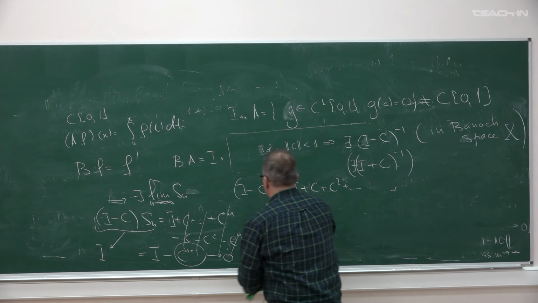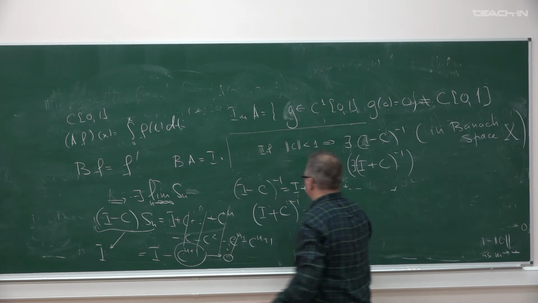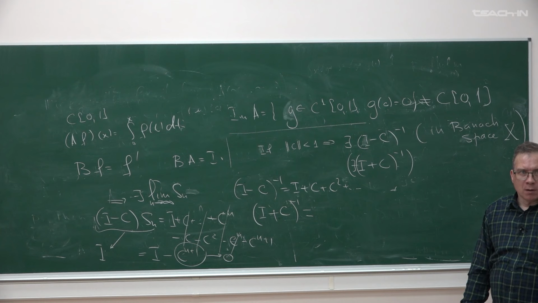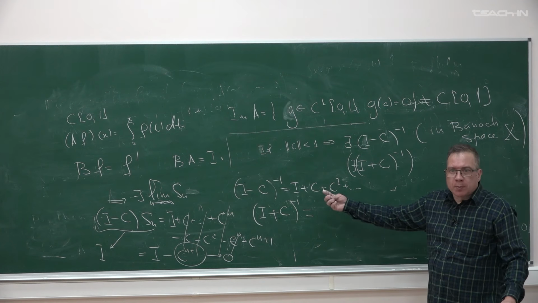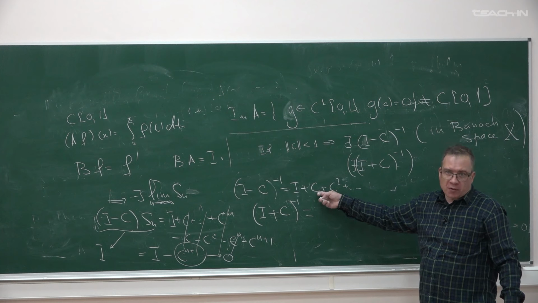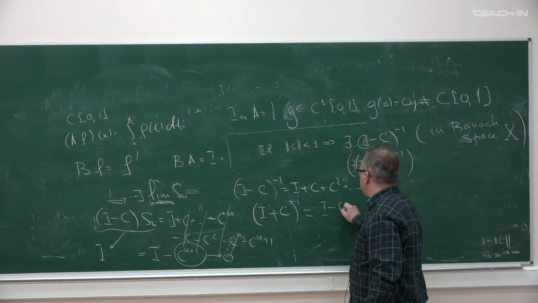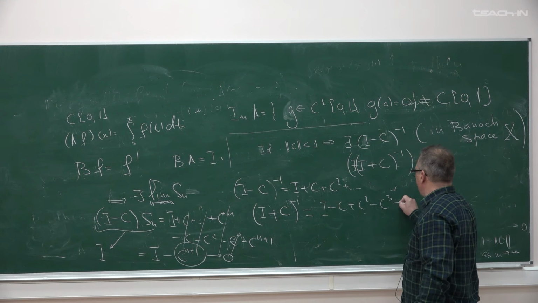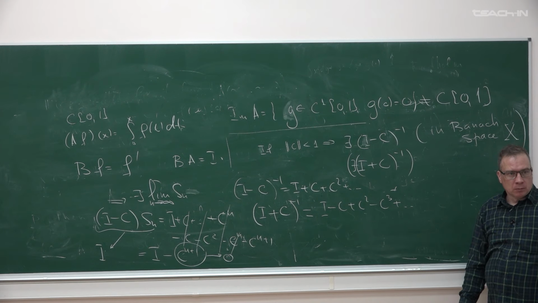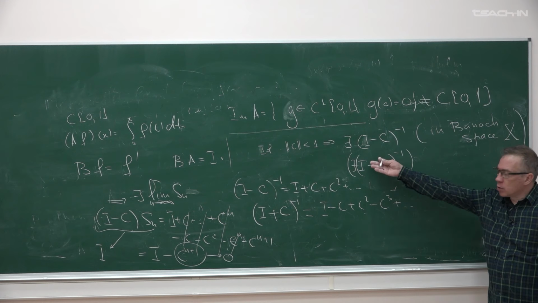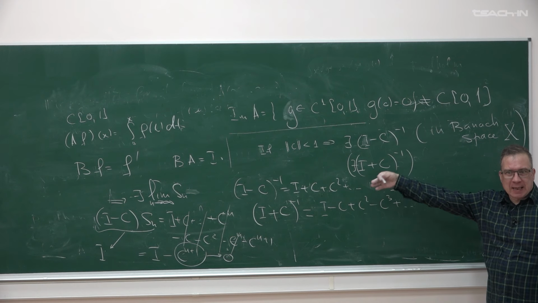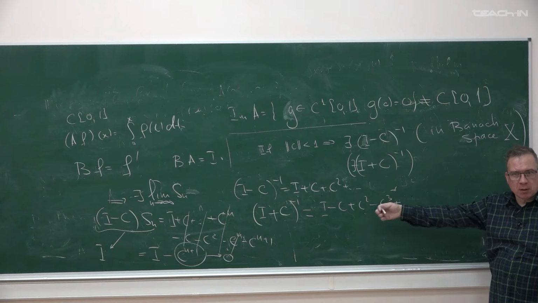And what is the answer for the inverse of the operator if I change the sign? You must substitute minus C for C. When C is in an odd power, you must write minus. So it is 1 minus C plus C squared minus C cubed and so on, with the odd powers changing sign. So for a small perturbation of the identity operator, you can easily find an inverse operator with the help of series.